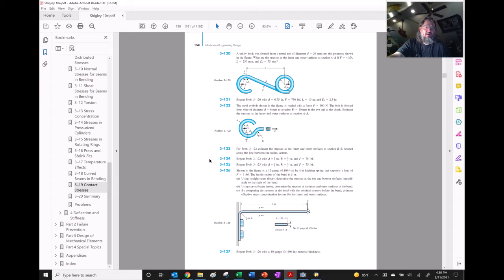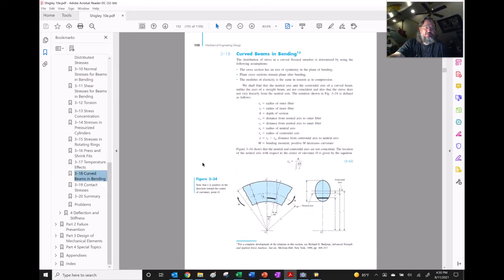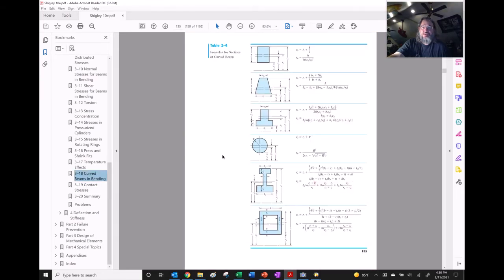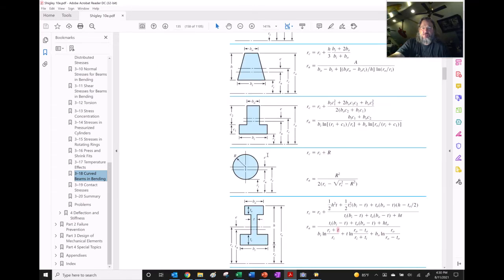So let's go to the curved beam section, just since we're on that subject, and it's circular. So here are the equations that we're going to need to use to find the centroidal center, and here's the neutral axis for the thing.